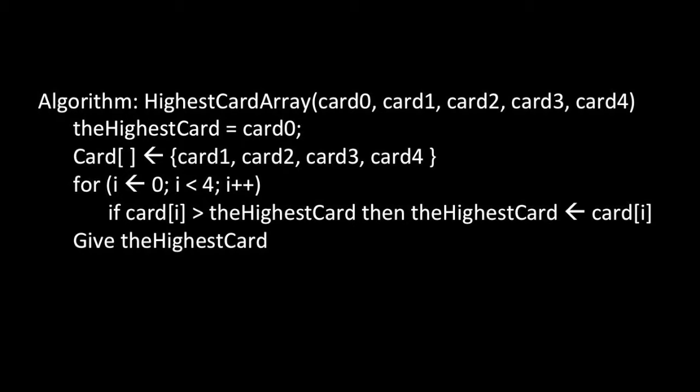And now here's the heart of the algorithm where the comparisons happen. It's going to be a for loop, and it will start with I being equal to 0. It will loop as long as I is less than 4, and every time it completes the loop, it will increment I by 1. And here's the comparison. If card sub I, that's the card we're looking at now, is bigger than the highest card, then assign the value of card sub I to the highest card. And then after the loop is over, I just return the highest card. And that's the entire algorithm.